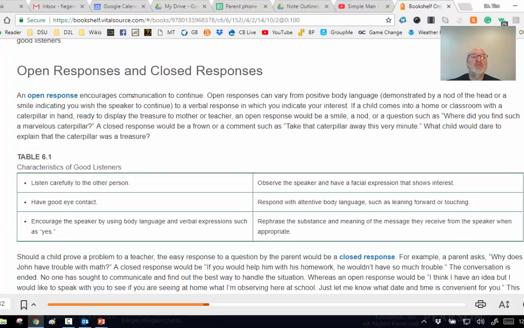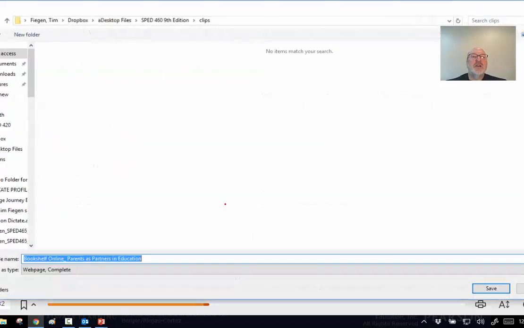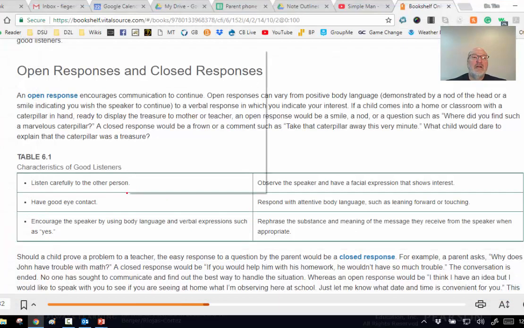And then open response, close response, what are those things? Here's those characteristics of good listeners. I think I'm going to give you that also. And I want you to put this in your notes right here.